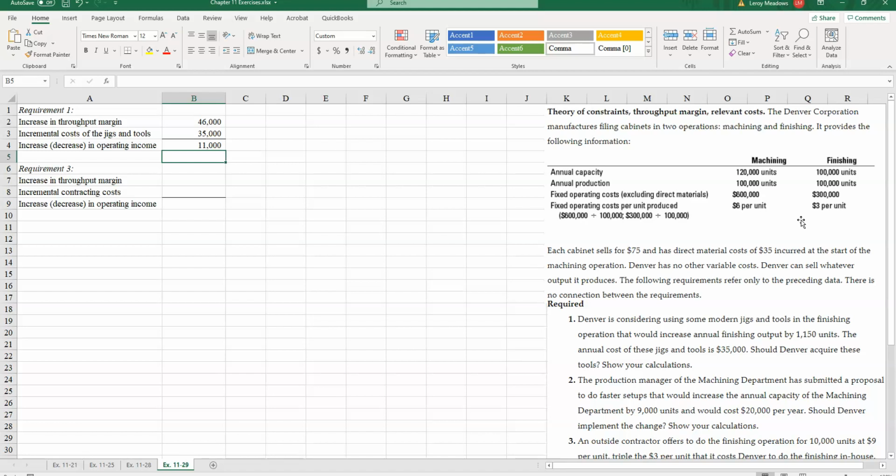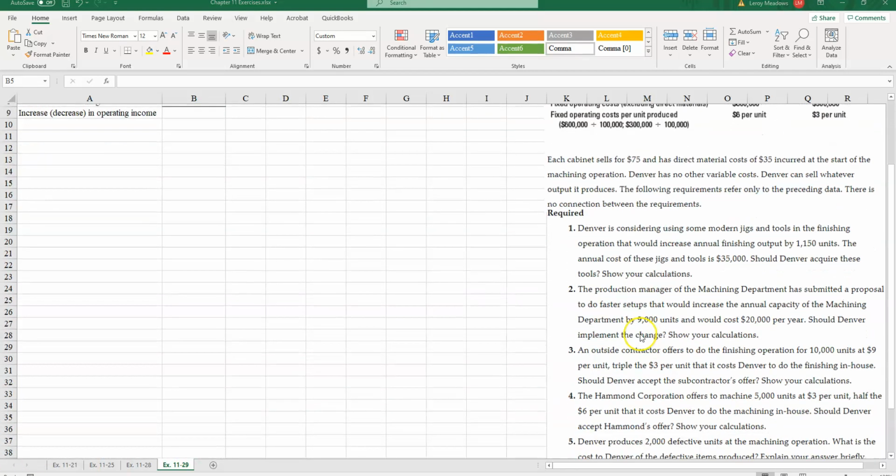So if this was the finishing department, I would say yes. Let's take a look, run the numbers, and do it. But we don't even need to run the numbers for the machining department. Why? Because that's not our bottleneck. We can add capacity, but it makes no sense to spend that extra money of $20,000 per year because it's not going to increase output any. I'm limited to 100,000 units of output because of the finishing department.